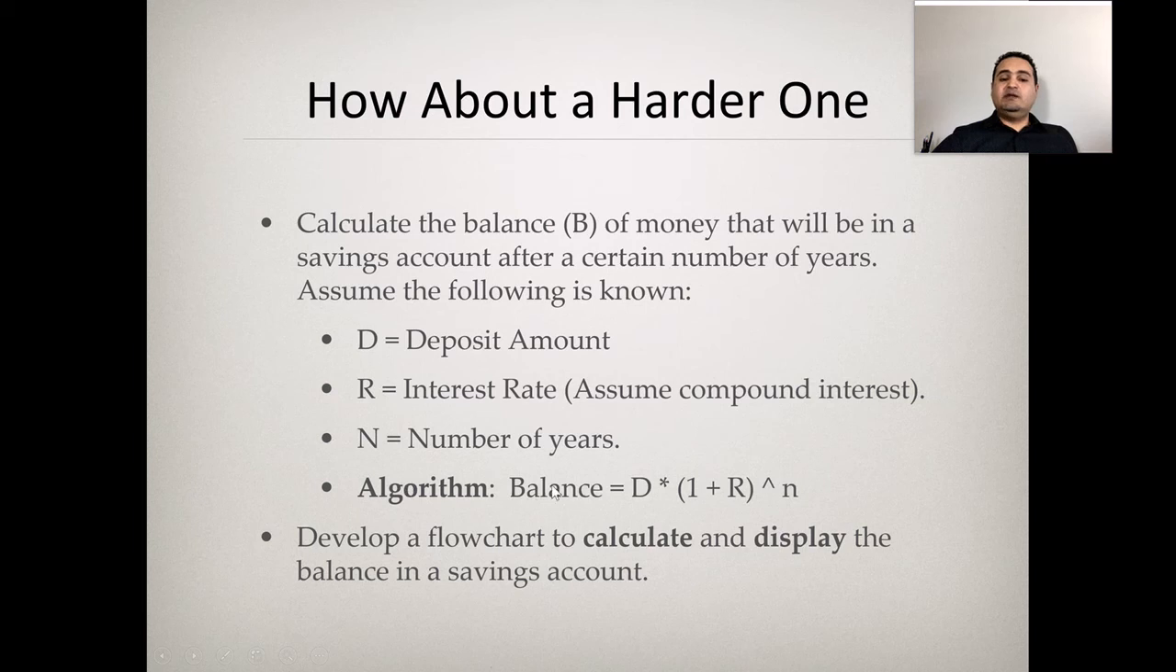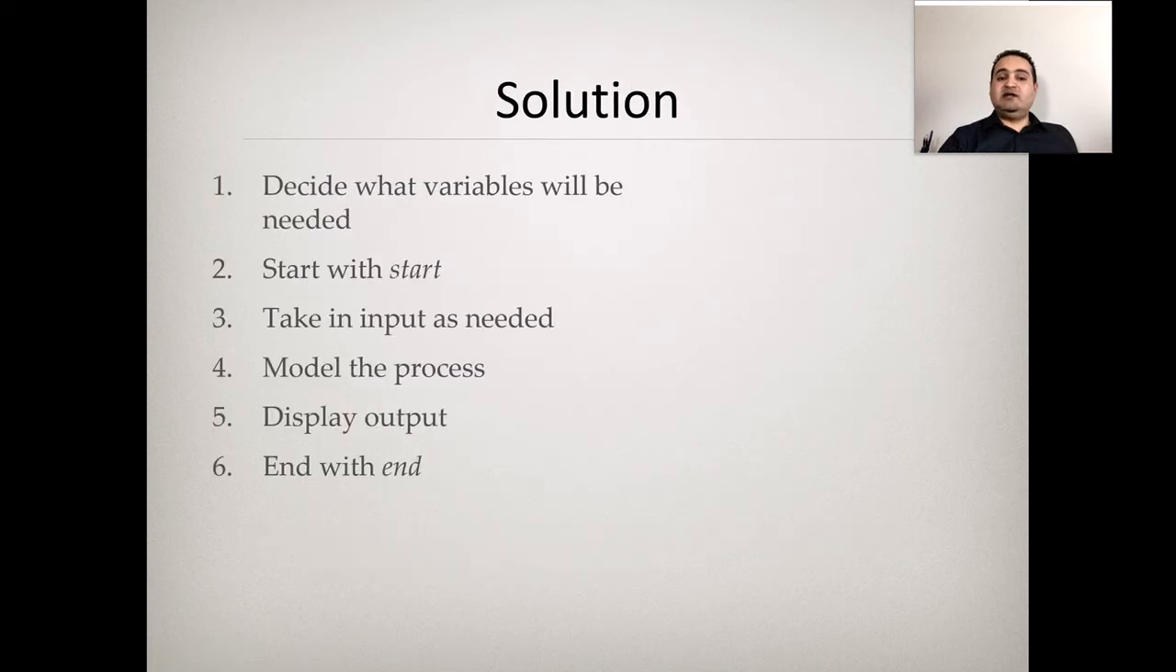So in order to calculate the future balance, you will need to use this formula: deposit times 1 plus interest rate raised to the power of n, which is the number of years. All right, so now what they want us to do is create a flowchart that calculates and displays the balance in a savings account. Very straightforward. So now we'll go through the same logic that we talked about.